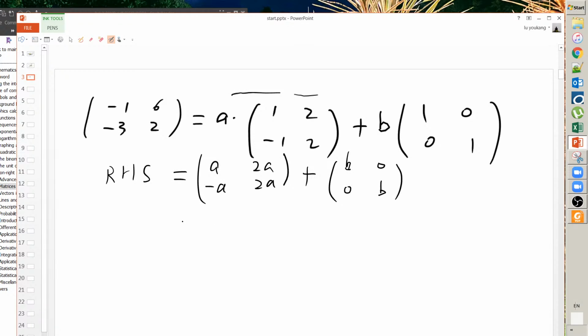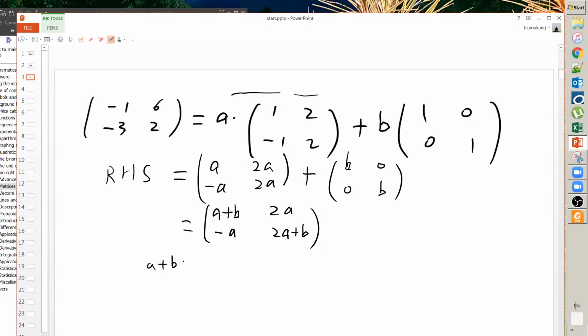Now you are going to combine your first term and second term. So your a plus your b. Next this will be 2a, and over here will be minus a, and then over here will be 2a plus b. I hope you understand so far. Very straightforward.